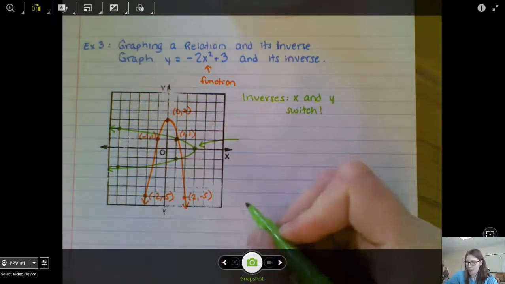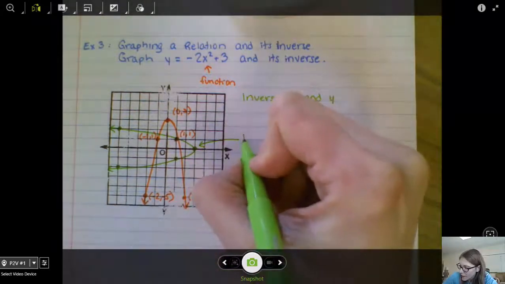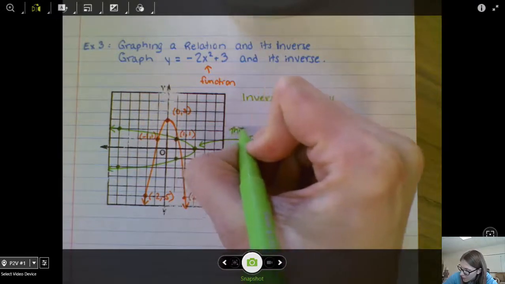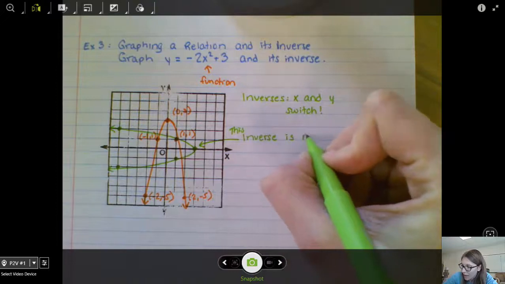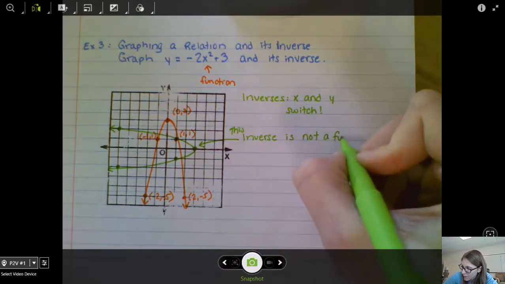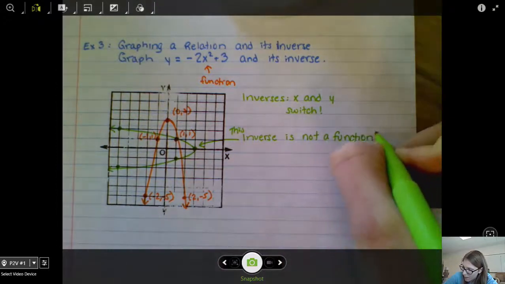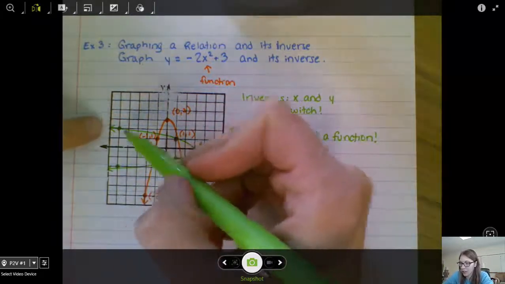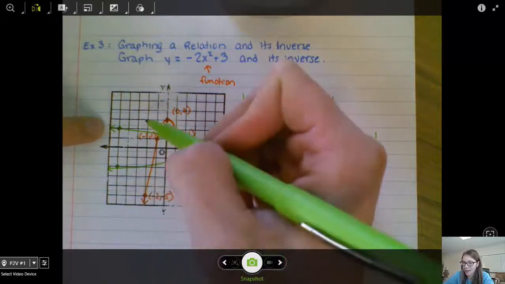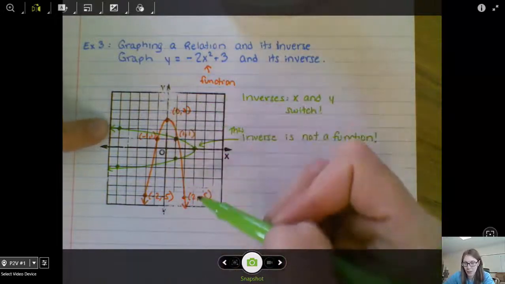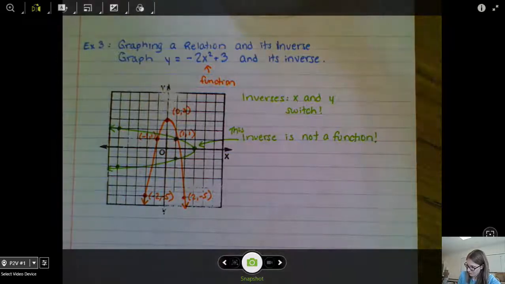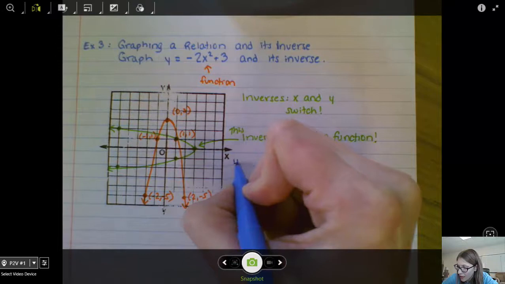Okay, I'm going to make a note over here that this inverse is not a function. Okay, so my inverse is not a function because if I look at the green, if I draw a vertical line, I'm crossing my graph more than once. And that kind of leads us to something that is called the horizontal line test.